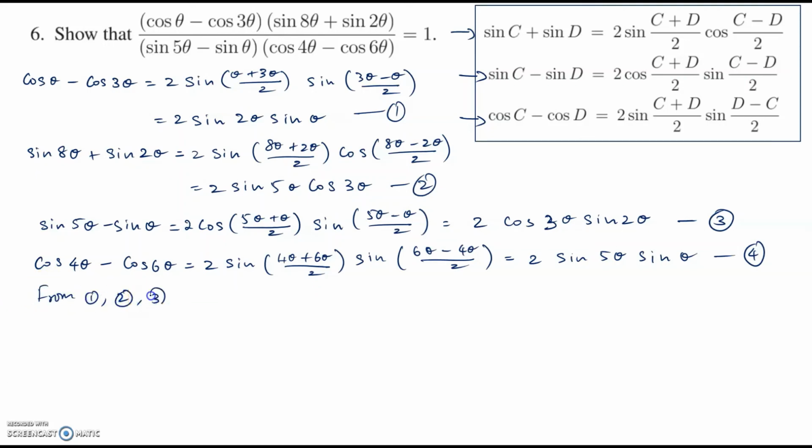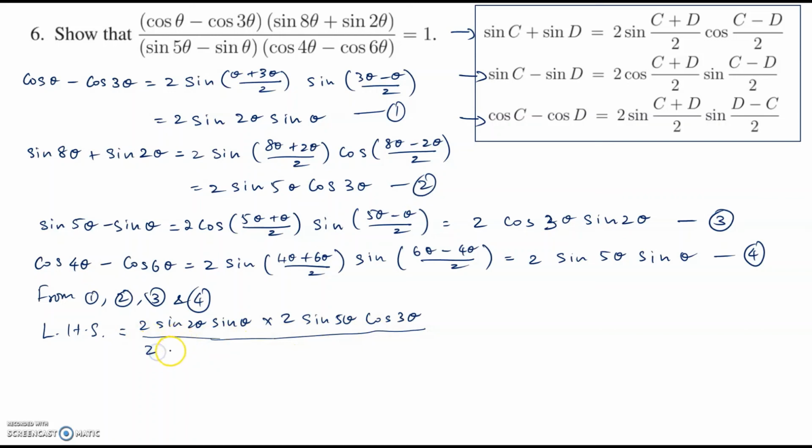From 1, 2, 3 and 4, our LHS is now equal to 2 sine 2 theta sine theta times 2 times sine 5 theta cos 3 theta, divided by 2 times cos 3 theta sine 2 theta times 2 times sine 5 theta sine theta.